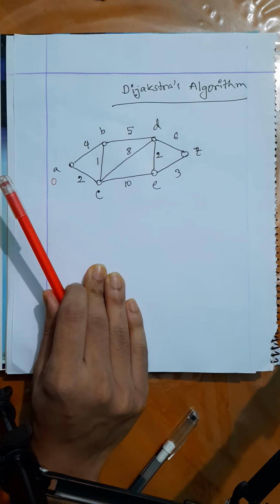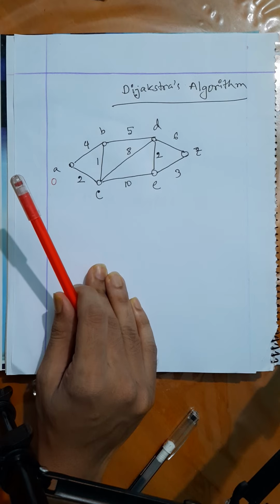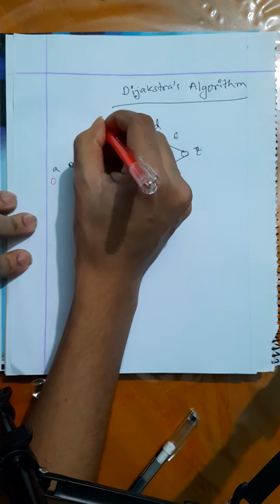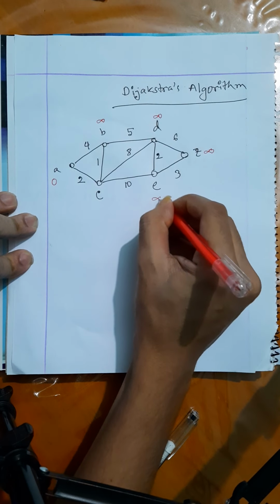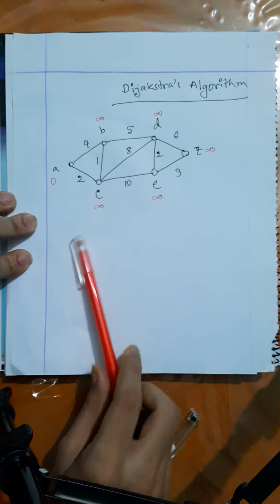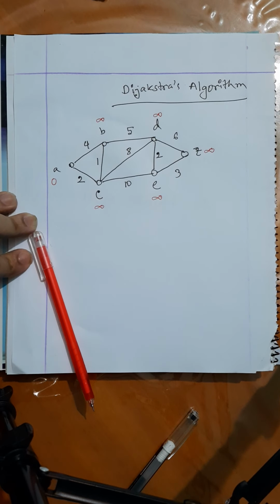And at the very first step, we are going to initialize all the other nodes' values to be infinite. At the beginning we will assume that all the other nodes are at infinite distance from the source, and we will gradually update those distance values, and at the end we will get the shortest path in the distance values of those nodes.